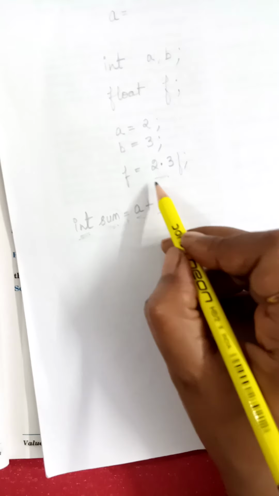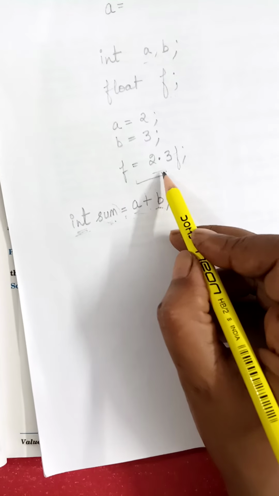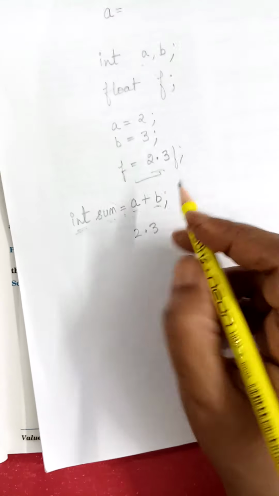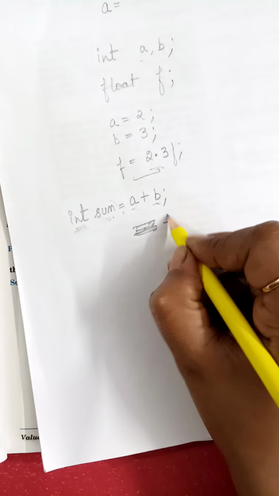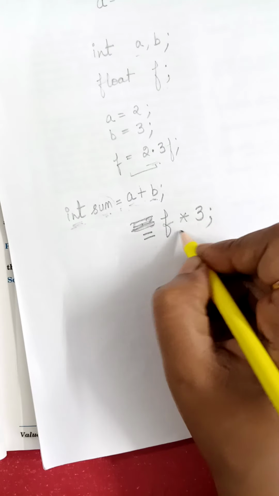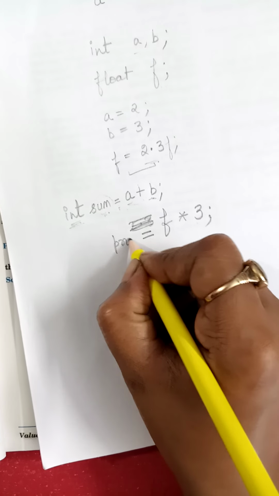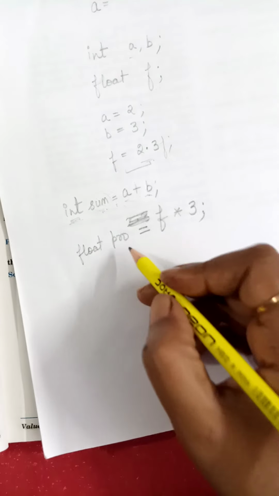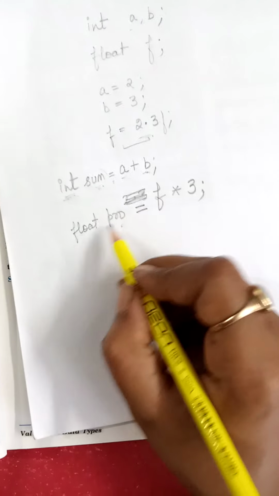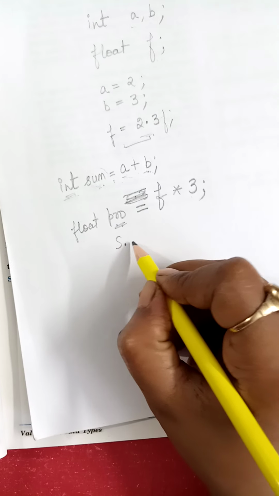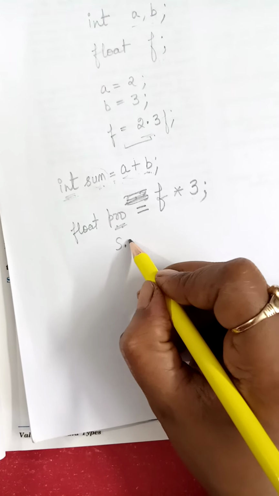Now we have to multiply the value of f by 3. 2.3, this value is within f, so you need not write the value, you need to write the variable f into 3. Now again f into 3 will be stored within a variable, suppose product, pro. You have to give the data type also, as you haven't declared pro. So declaring a variable and initializing this value to it. Now simply, I am writing in short, you will be writing the complete statement, system.out.println.